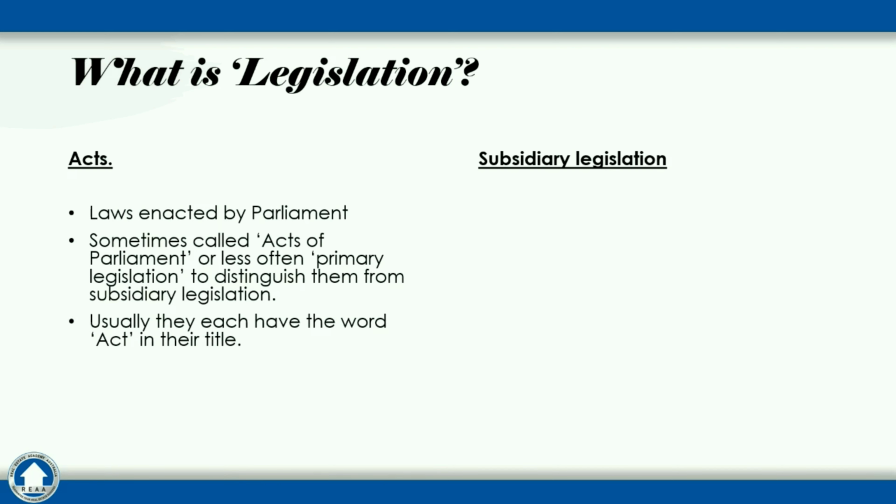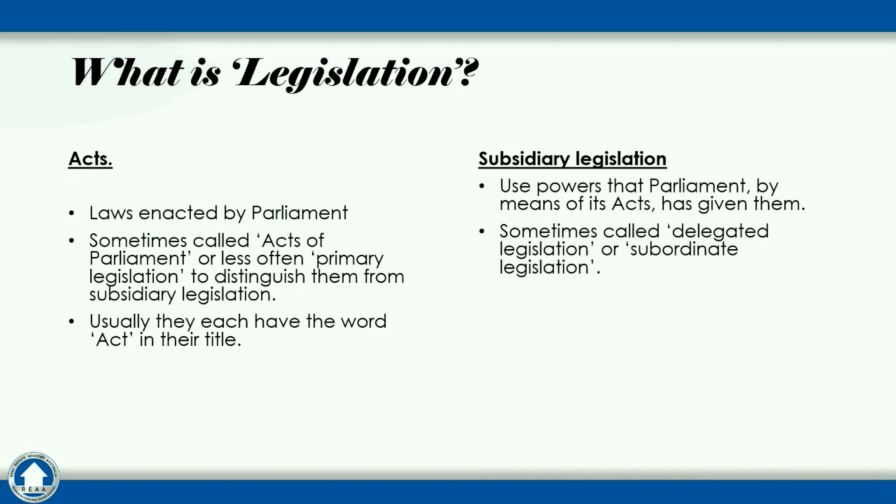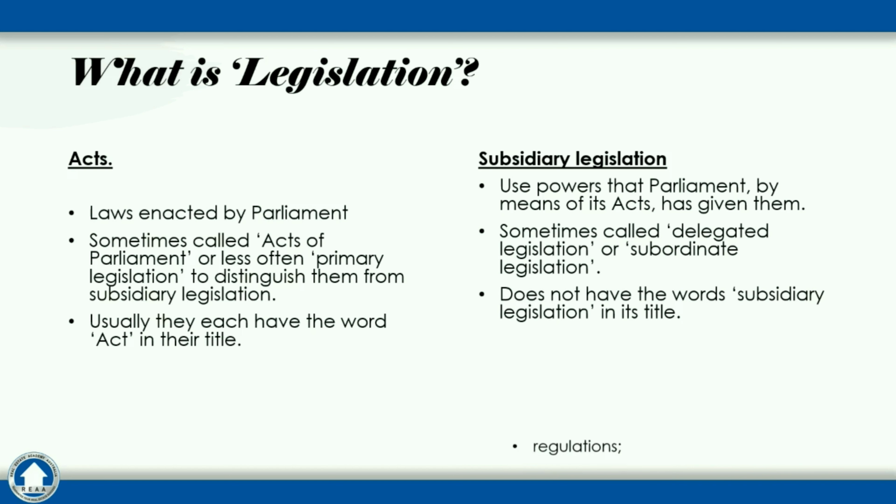An Act has to be read with subsidiary legislation that has been made using powers in the Act to make it. Subsidiary legislation will often fill in the details not covered by the Act, and not all Acts have or need subsidiary legislation. Sometimes these are also called delegated legislation or subordinate legislation. Subsidiary legislation does not have the words subsidiary legislation in its title. They can have other names such as regulations, local laws, bylaws, planning schemes, rules. These are laws made by people using powers that Parliament, by means of its Act, has given them.